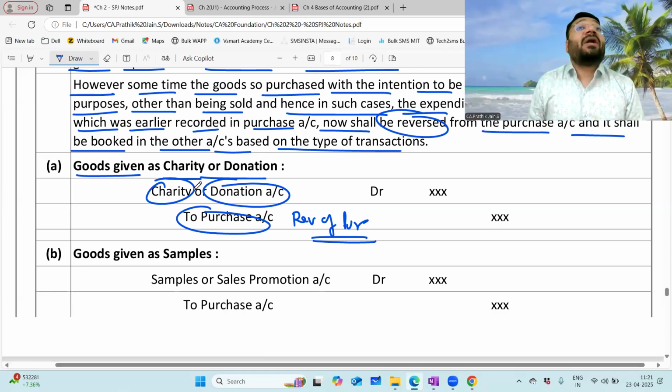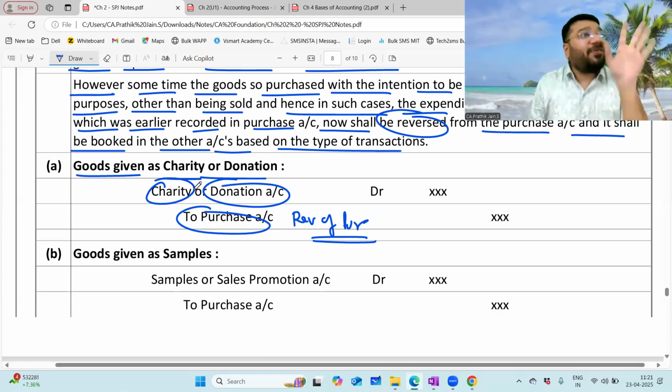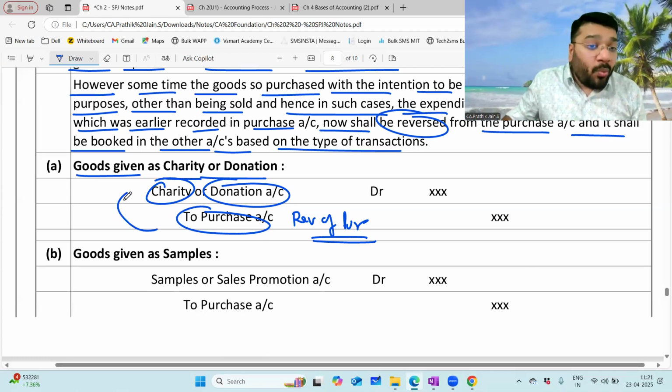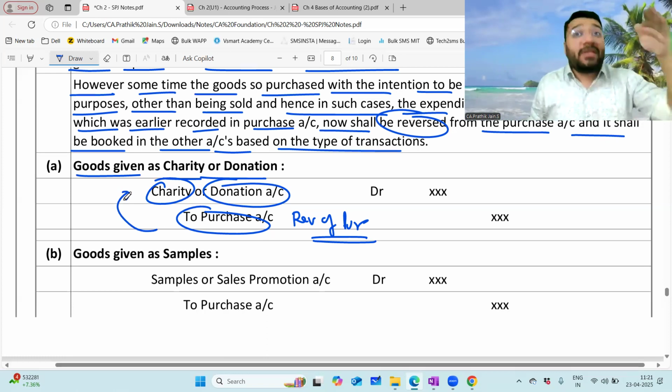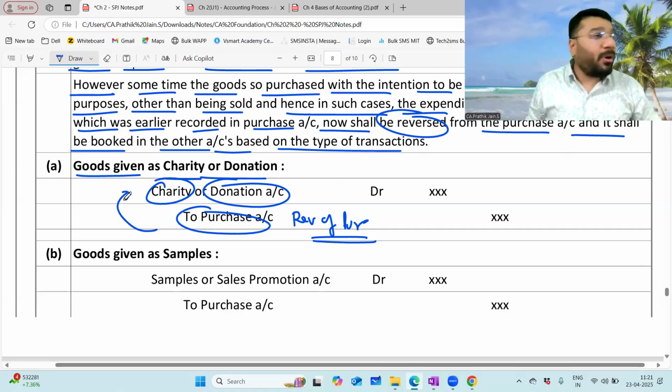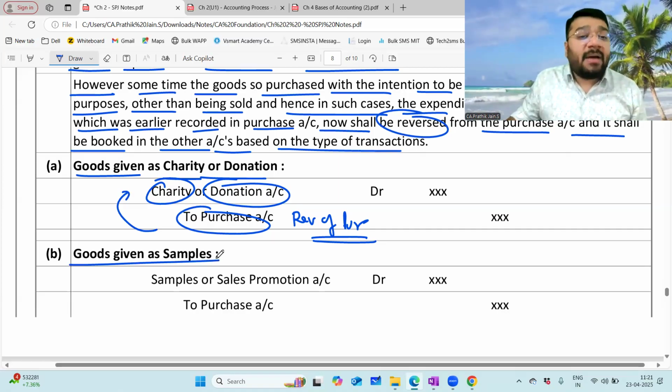Now, this type of entry is called as what entry? This is called as transfer entry. You're transferring the value from one purchase account to another charity account. You're transferring from one account to another account. So this is also a type of transfer entry. Any problem? Okay.